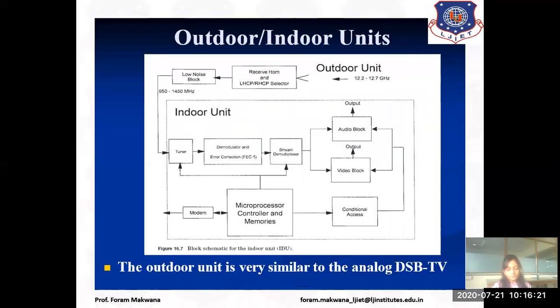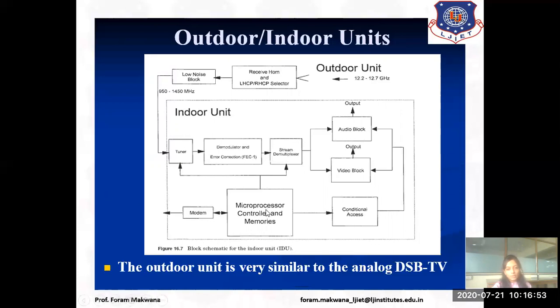Now, this is the block diagram for the indoor unit, and as we know, this is a standard block diagram for the outdoor unit. The outdoor unit works with the 12.2 to 12.7 gigahertz frequency. It is received with the help of the parabolic reflector, focused with the help of the horn, and then given to a low noise amplifier or low noise block converter.